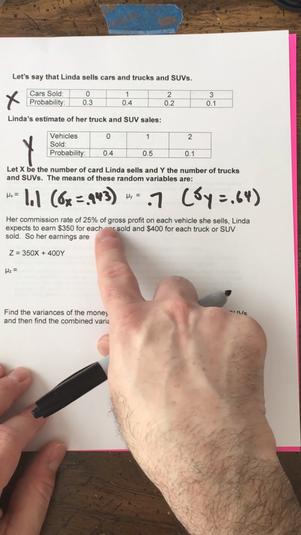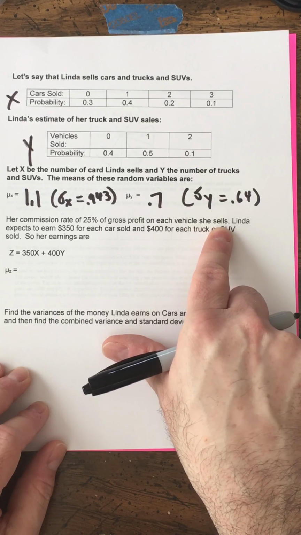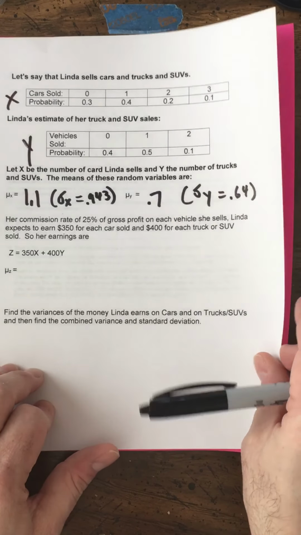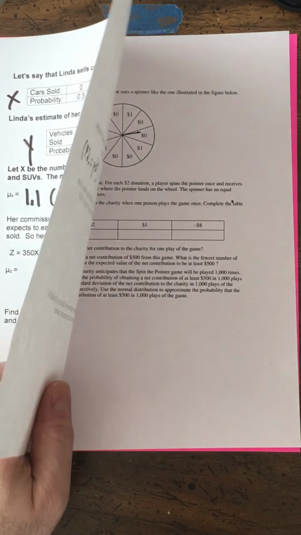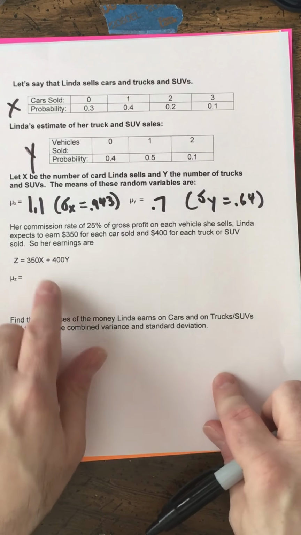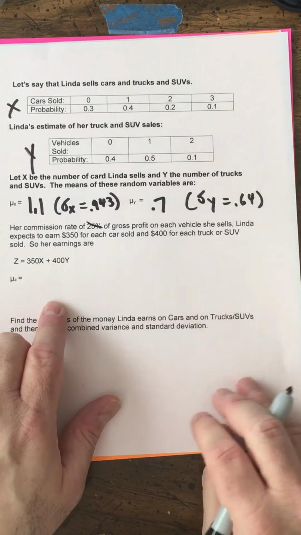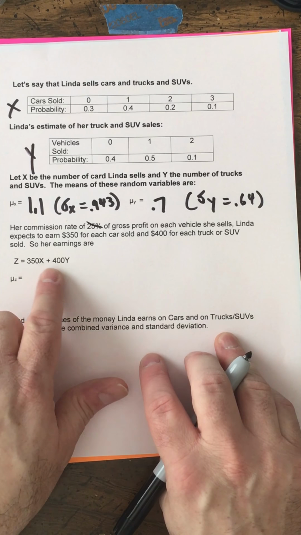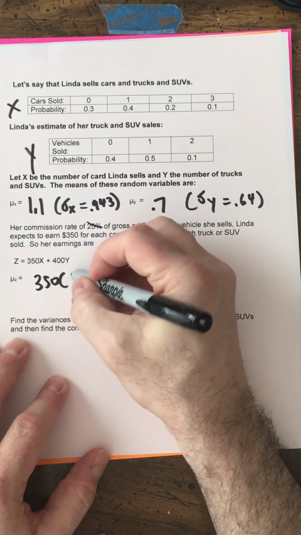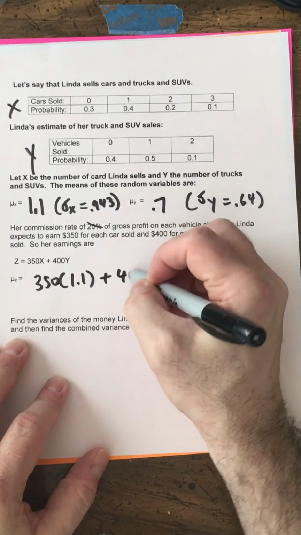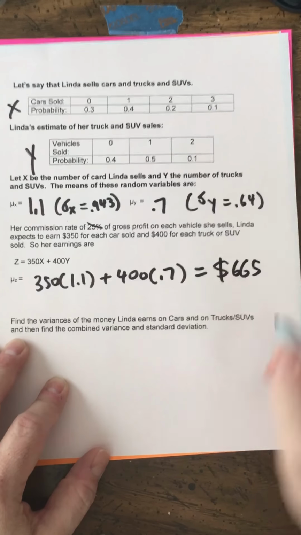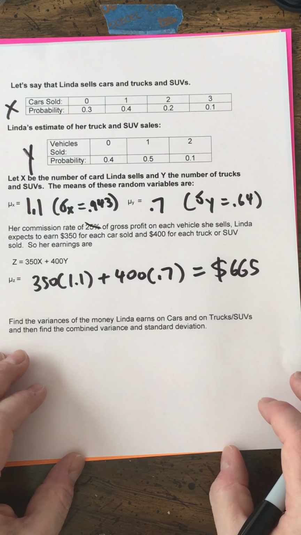So her commission rate is 25% of gross profit on each vehicle she sells. Linda expects to earn $350 for each car sold and $400 for each truck sold. Let me just do one more thing. Yeah, I'm going to put something here so it doesn't bleed through. Okay, so this is how much money she would make. 25% is kind of irrelevant. They're telling you how much money she makes per car sale and how much money she makes per truck sale. You would simply do 350 times the expected number of cars she sells plus 400 times the expected number of trucks she sells, and that means that she should expect to earn $665 on a given Saturday.